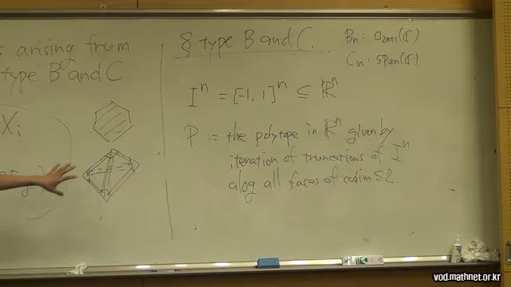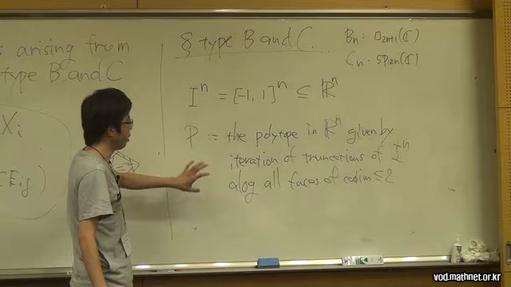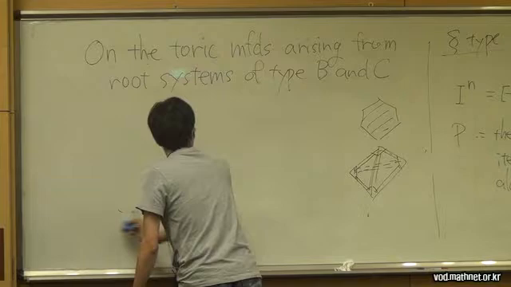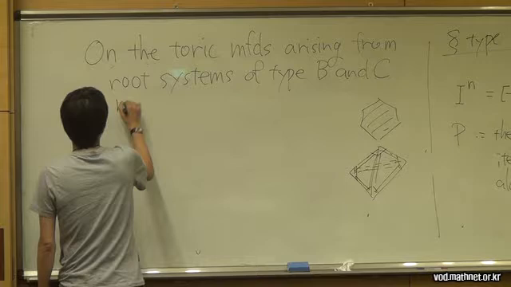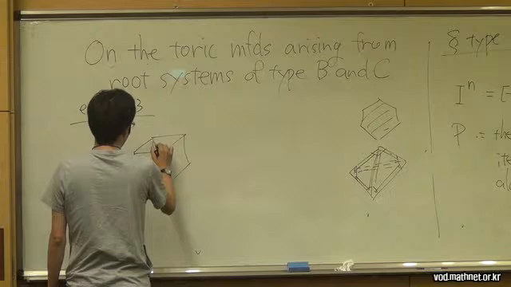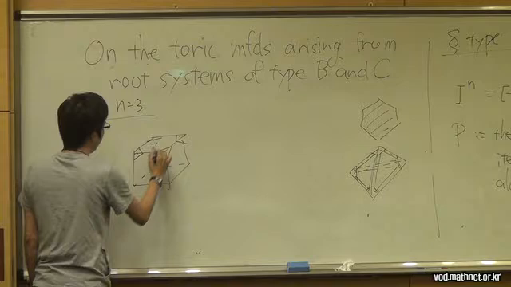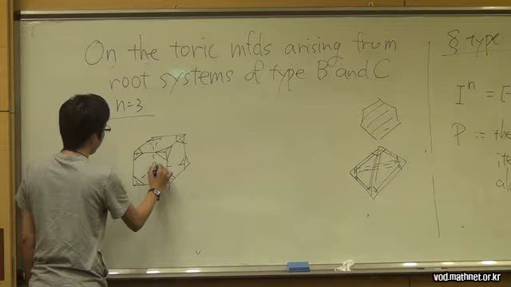And for types B and C, I'm not giving a fan, but the polytope can be described by this method. So I'm going to draw a picture. I hope you can see the similarity here and there. When n equals 3, we start with a cube. And then, like in this case, we cut the vertices first. And we cut the edges.